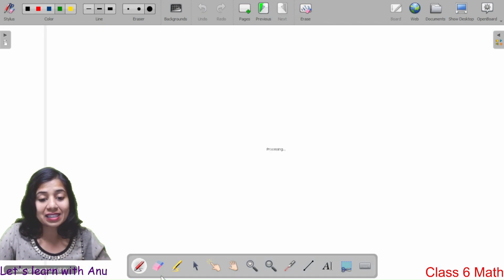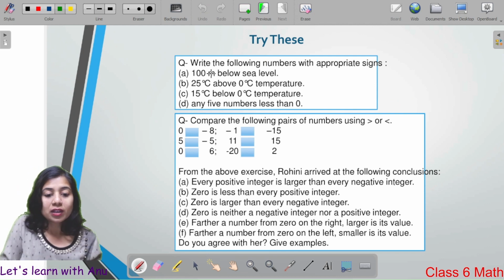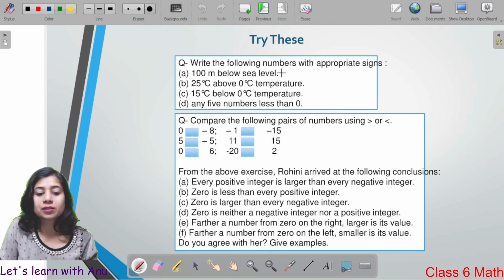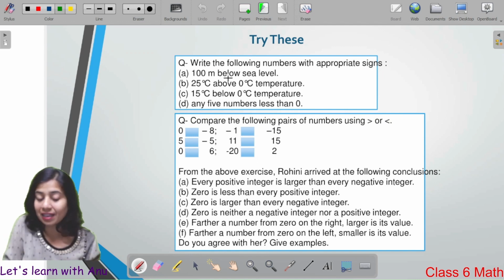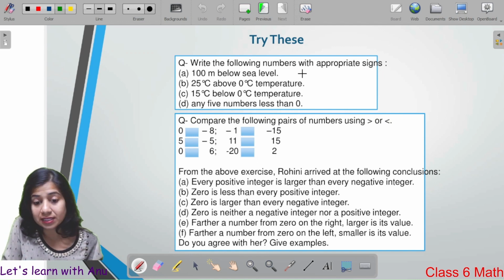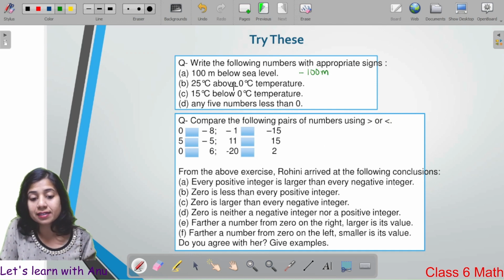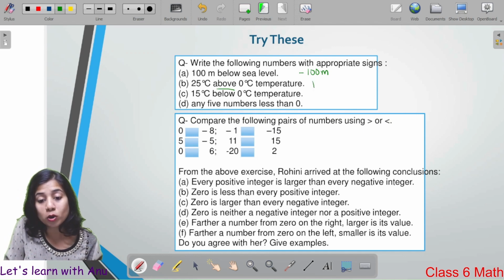Let's now try these questions of the NCERT book. The first one is: write the following numbers with appropriate signs. A part: 100 meter below sea level. Below means the sign will be -100, right? Then 25 degrees Celsius above 0 degrees Celsius temperature. Above means positive 25 degrees Celsius, right?